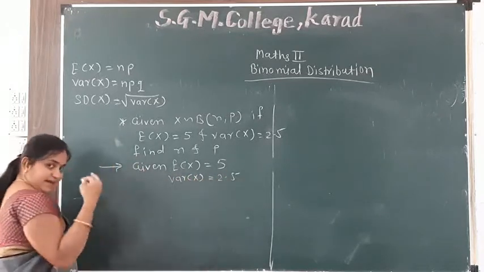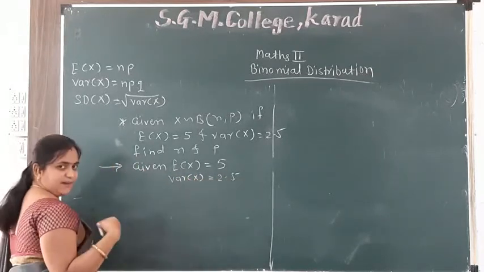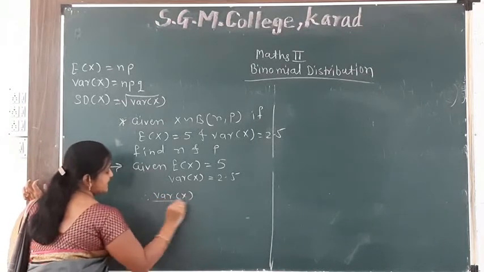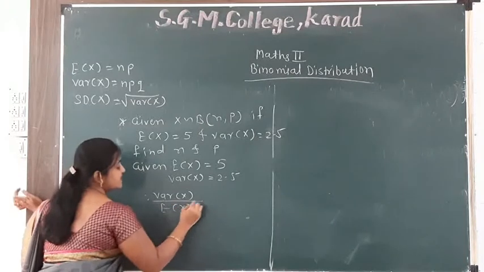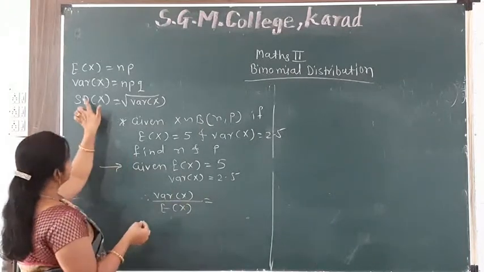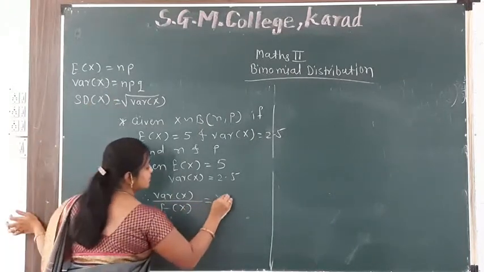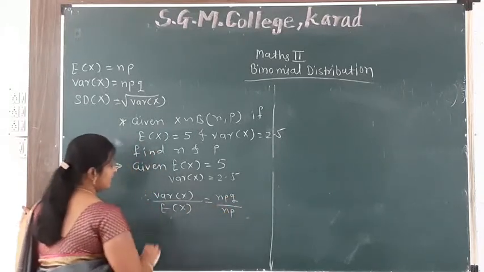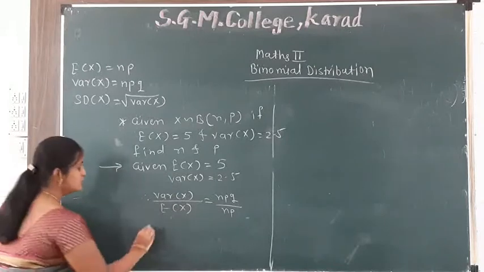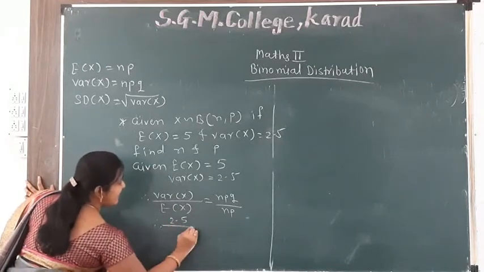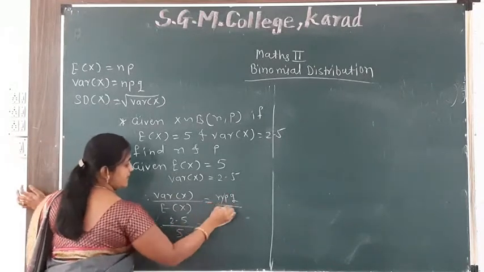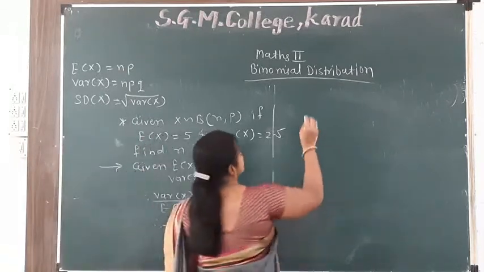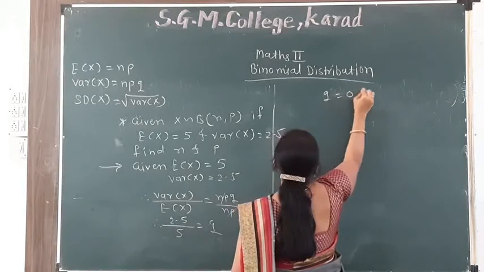So, we can take a ratio, variance divided by E of x. So, variance of x divided by E of x is equal to, we know the formula, variance of x, the formula is npq, and E of x, the formula is np. So, we substitute here the given values, which is 2.5 divided by 5 is equal to npq over np, np cancels, we get q here. So, solving this, we get q is equal to 0.5.